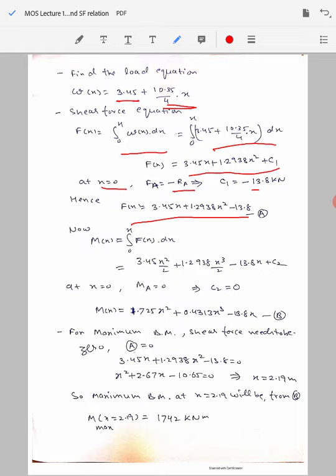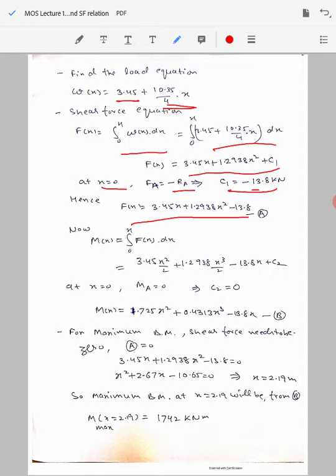You must have remembered that when we draw the shear force diagram, shear force exactly at the edge will be equal to the reaction. So that's why I have taken FA equal to minus RA here. This minus sign is there because of the sign convention that we have used.